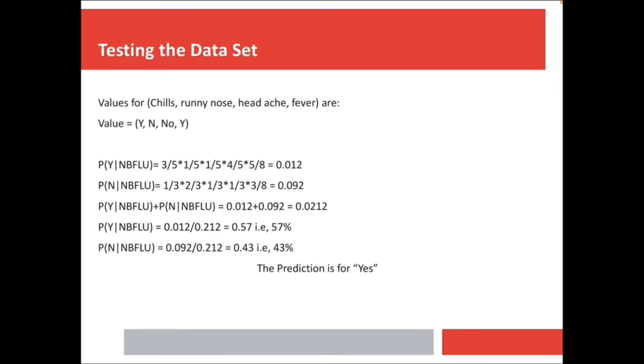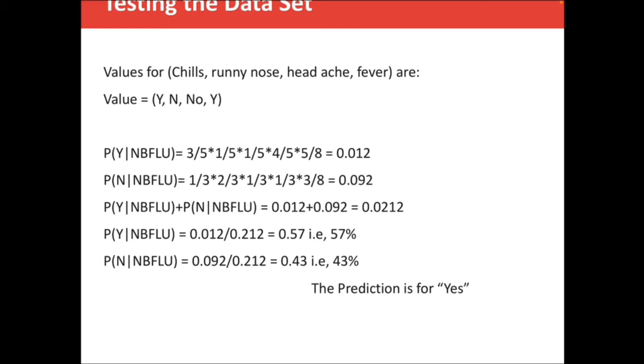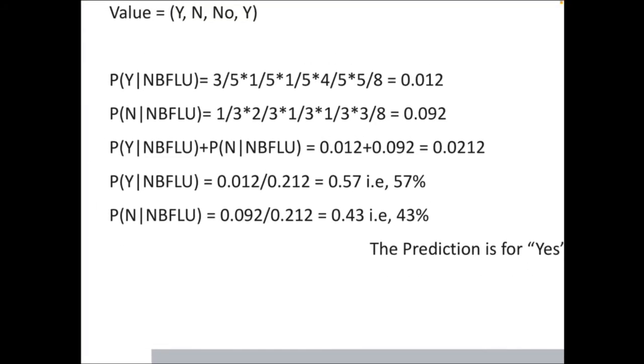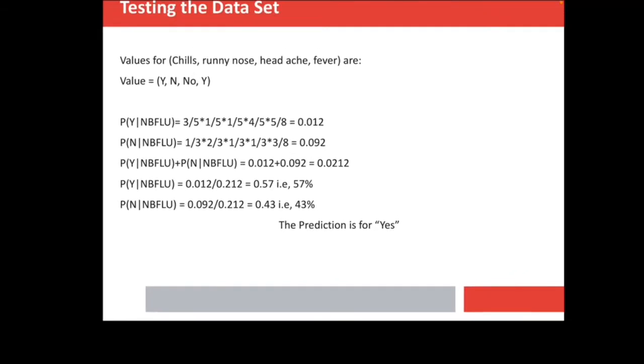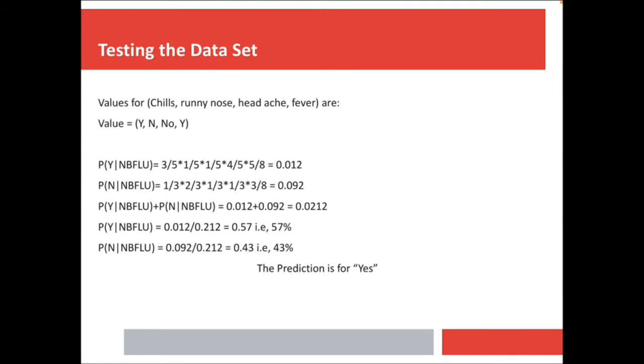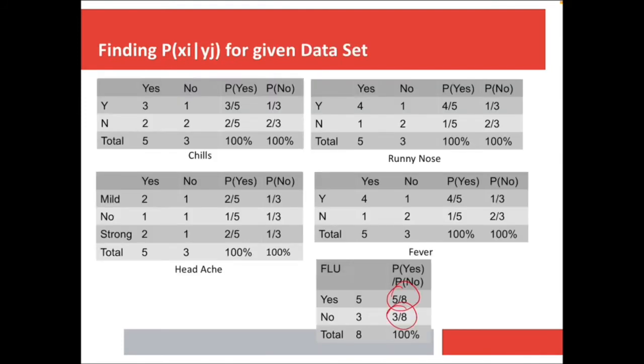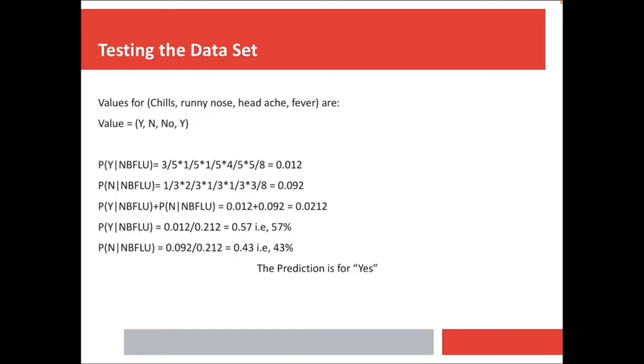The values for chills, runny nose, headache, fever are assumed to be yes and no: chills yes, runny nose no, headache no, and fever yes. We will calculate P(yes|flu), so we will be calculating only the values which are yes for flu, like yes for chills, yes for runny nose, and so on. So 3/5 times 1/5 times 1/5 times 4/5. At last we will also be multiplying by the values P(yes) and P(no).